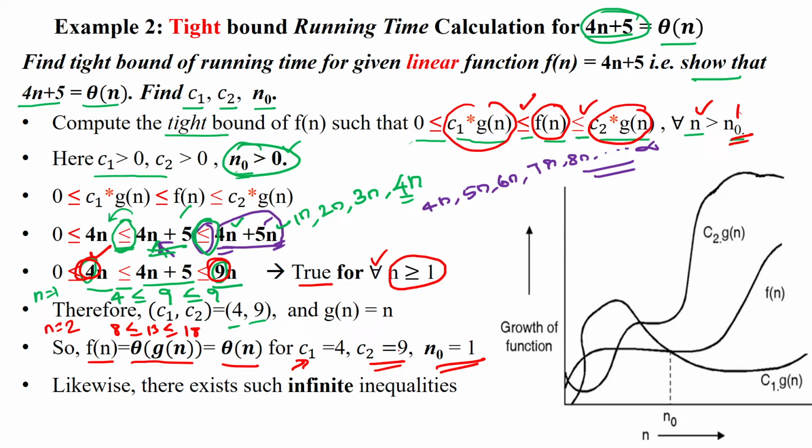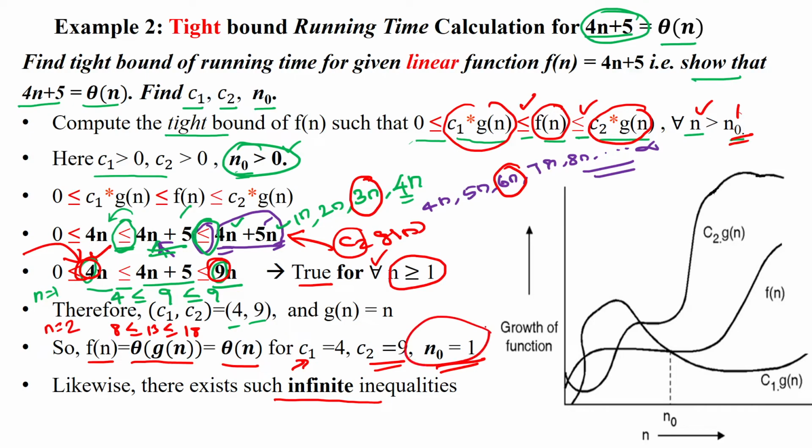Like this, we can have an infinite number of inequalities. For example, when we substitute 3n in C1 into g of n, and here we substitute 6n into C2 into g of n, we will get different C2, C1 and n0. So we will get different kinds of values based upon the given inequality function for the tighter bound.